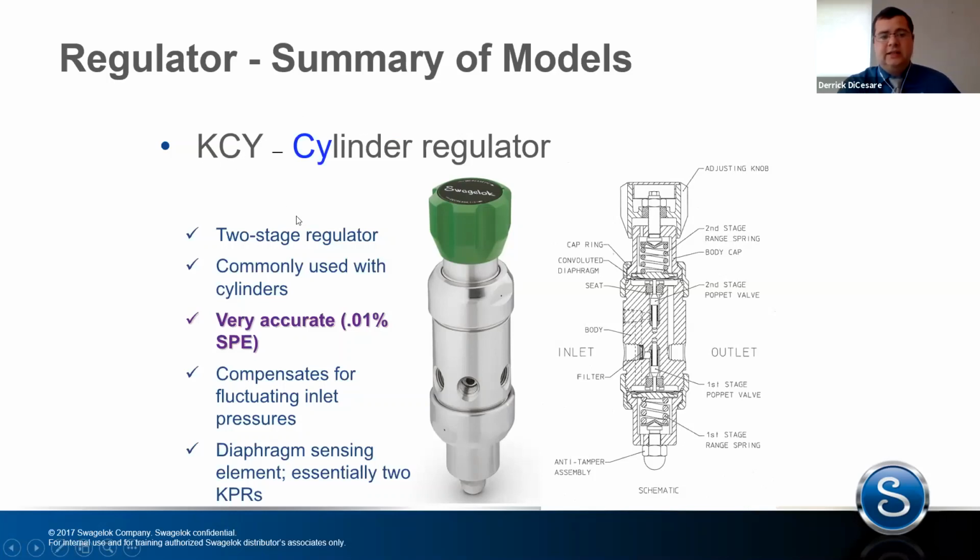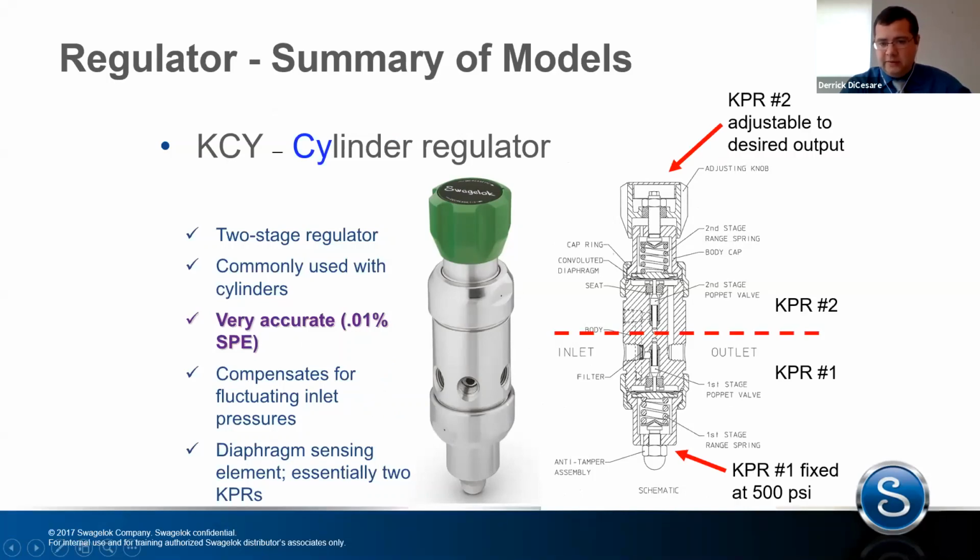For Swagelok, that's the KCY. So instead of doing a single-stage pressure reduction, this does a two-stage pressure reduction. And we're going to show you how that works right here. This is how it's set up. Your inlet, your first stage is actually this lower one. There's an anti-tamper nut here so that it's preset. It's done at the factory. As you buy one of these, you don't have to monkey with this at all.